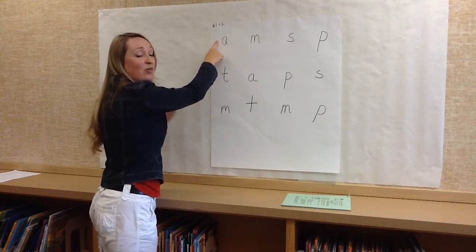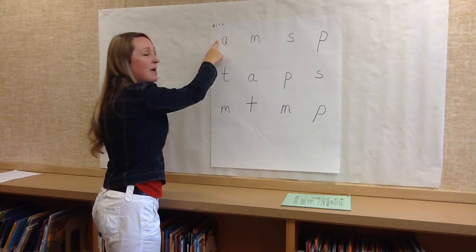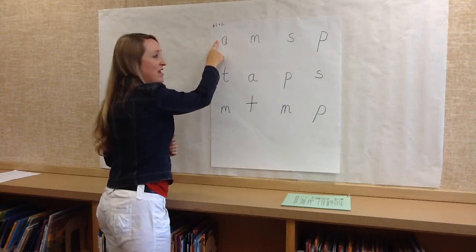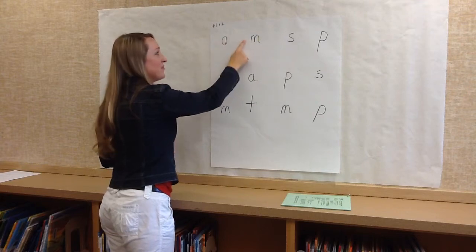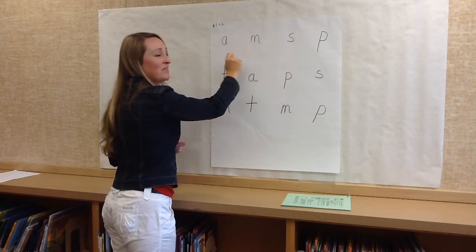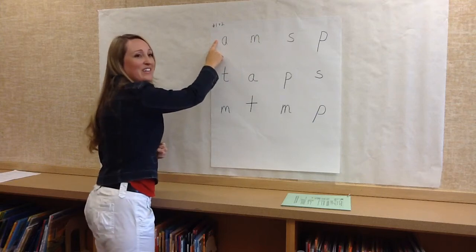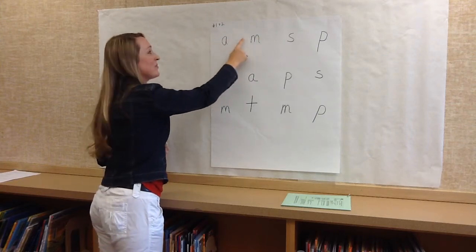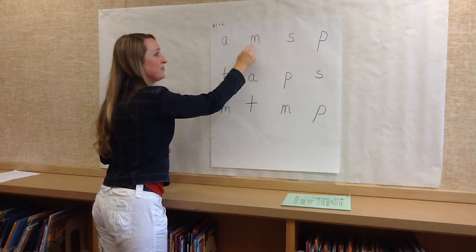When we start, I always model the first 2. So the students are just watching and listening. My turn. Name, A. My turn. Name, N. Your turn. Name, A. Name, M.